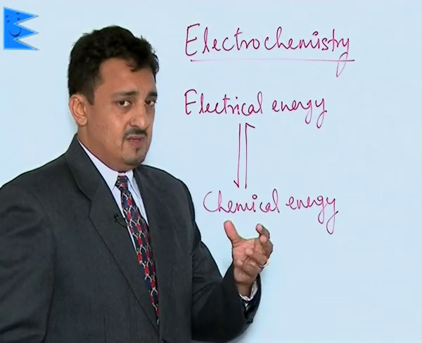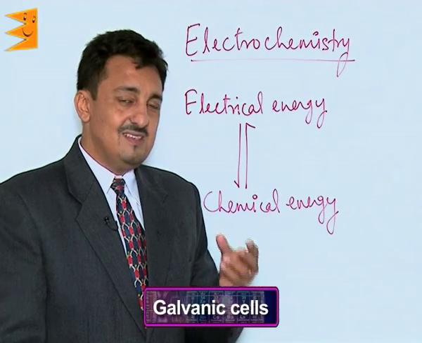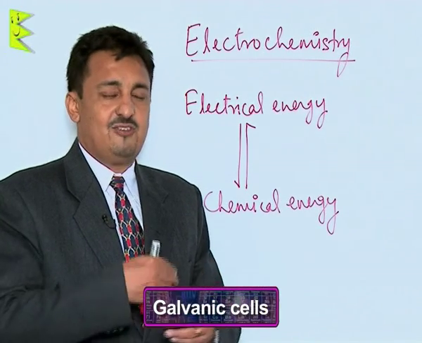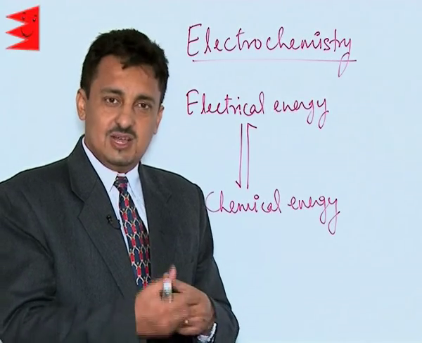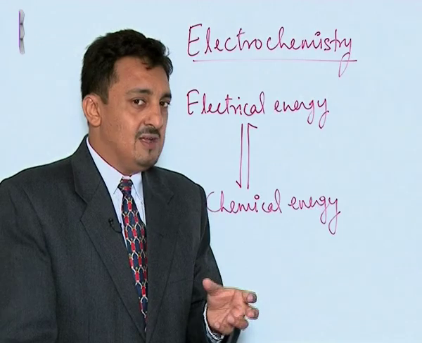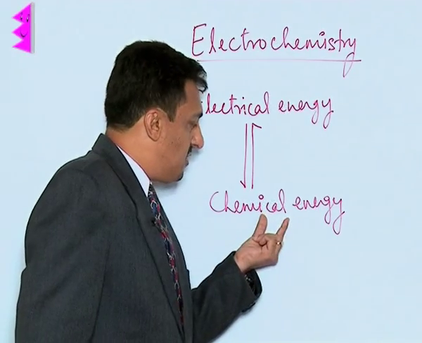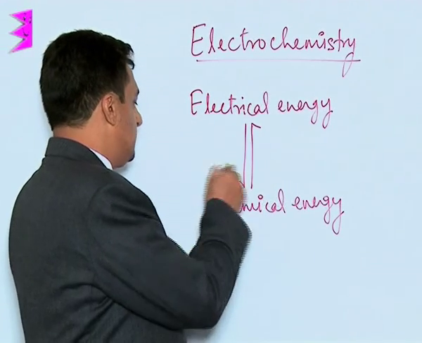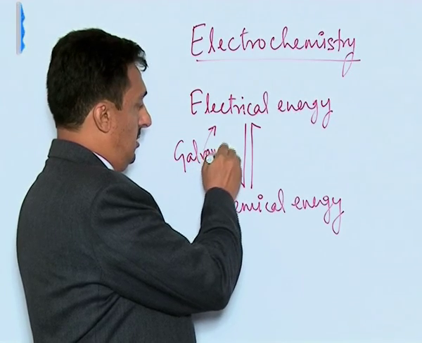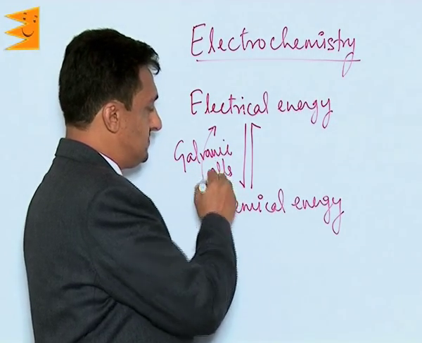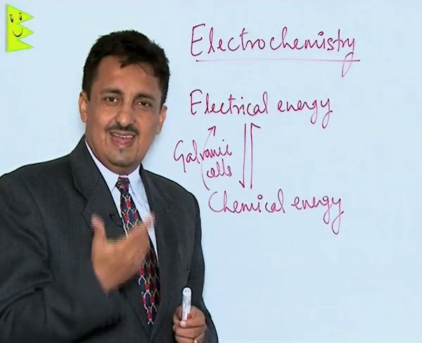See, we know the galvanic cells. Galvanic cells are the cells in which spontaneous redox reactions are allowed to take place. The energy released in these reactions is chemical energy, which is directly converted to electrical energy. So this conversion of chemical energy to electrical energy is possible through galvanic cells. Examples are dry cells or button cells, lead acid batteries, etc.